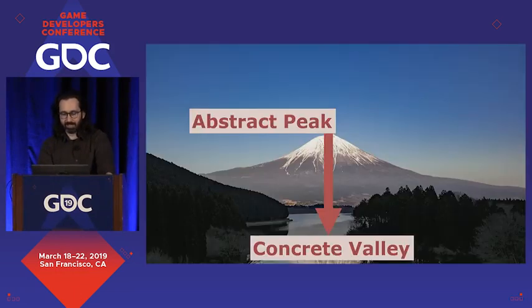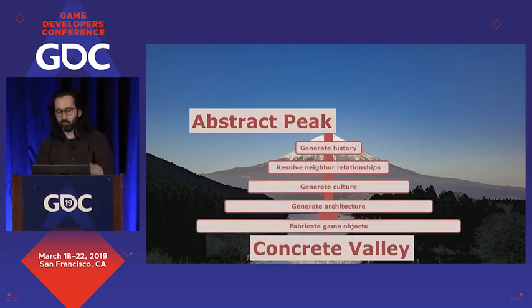So we have Abstraction Mountain again. Again, those 5 steps we're going to lay out here. We're going to start really abstractly with the village history.